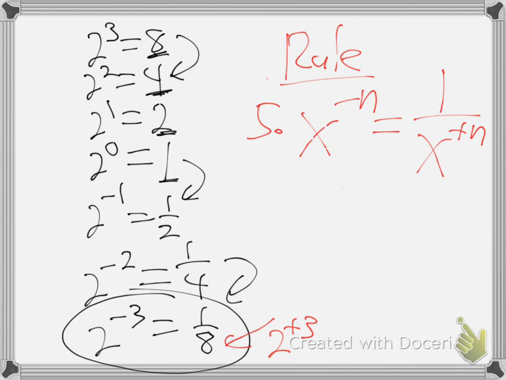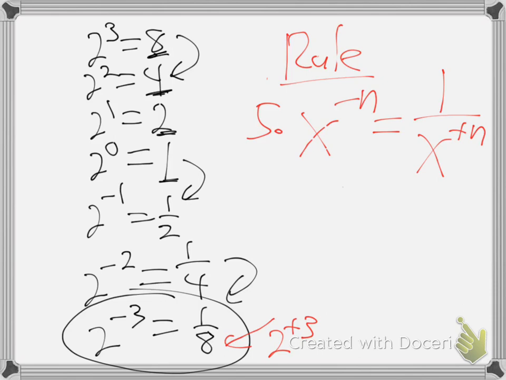Negative powers flip it. They make fractions. They don't put negative in the front, do they? Everybody see that? So that's what you've got to keep straight. Negative powers do not put negative in the front. They flip things to the bottom.